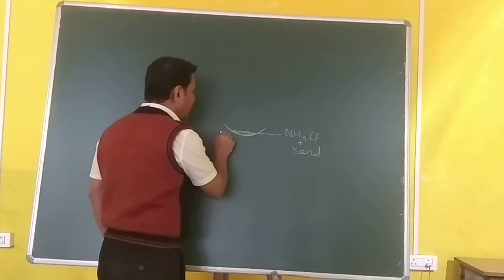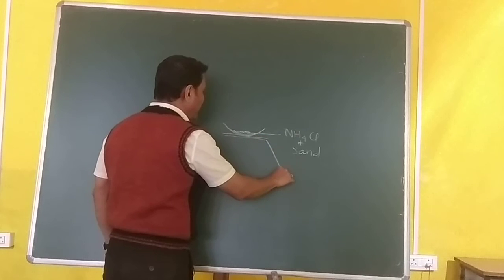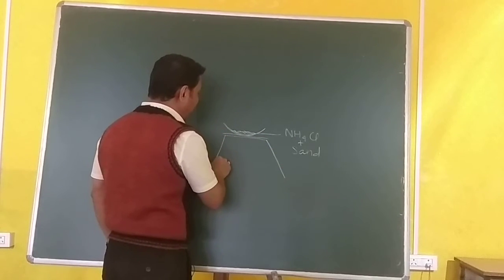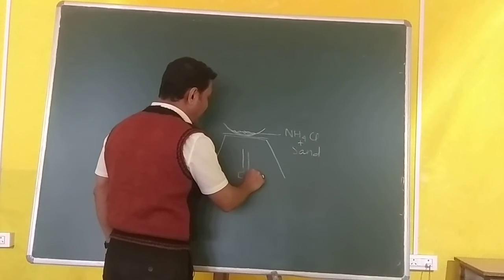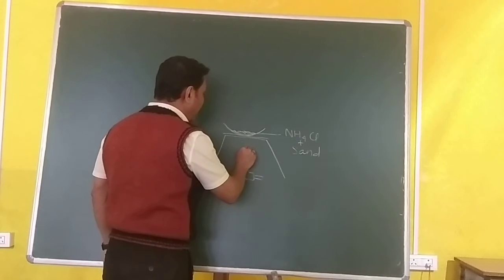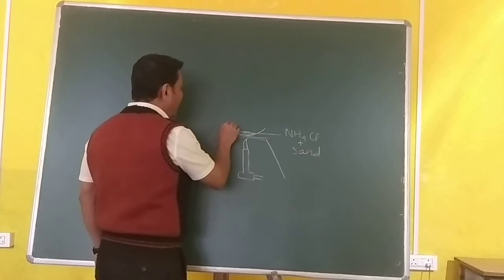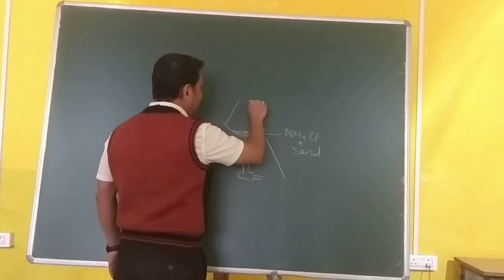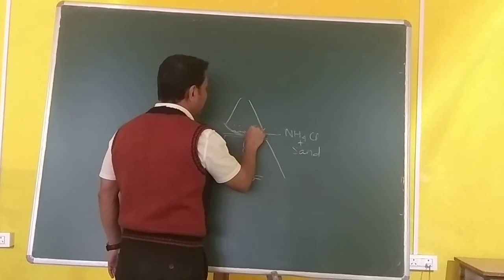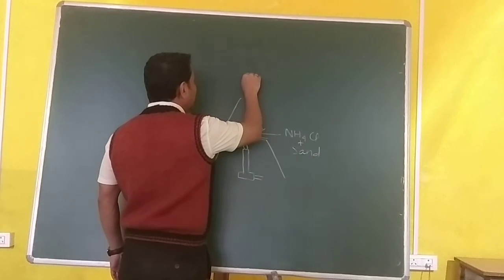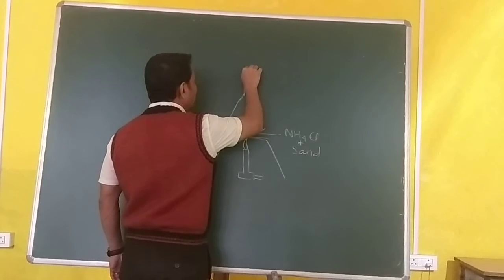Okay, we have a mixture of ammonium chloride and sand, and we are separating them. How do we separate it? We use a mesh over here, and then we use a tripod stand. And under the tripod stand, we have a Bunsen burner, from where it is heated with a flame. Now we cover it up with a glass funnel, and the tip of the glass funnel we cover up with cotton.